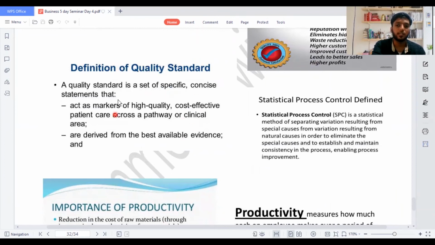Then we see the definition of quality standard. A quality standard is a specific, concise statement that acts as a marker of high-quality, cost-effective patient care across a pathway or clinical area, and is derived from the best available evidence. So you need to understand that a quality standard is a statement that this is super quality. It is produced in the best way.